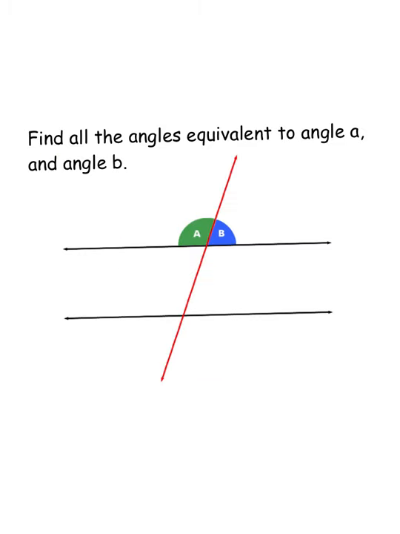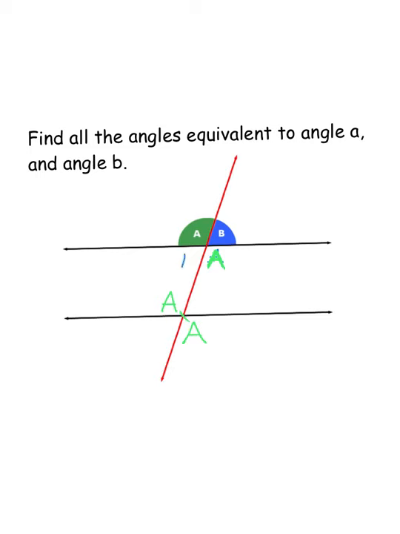Now, if we look, very simple, it says find all the angles equivalent to angle A and angle B. So angle A, it looks like it's more than 90. This is also going to be angle A because it's vertical. I should have made that green. Sorry. That's also angle A. I can say this is angle A because that corresponds to the angle up at the top. And this is angle A because these two are vertical.